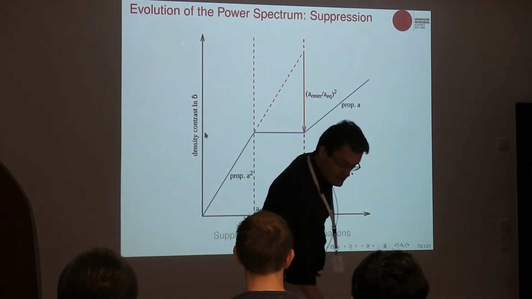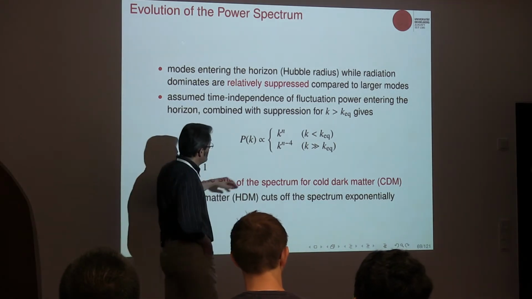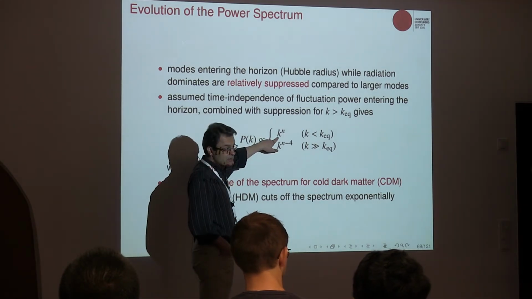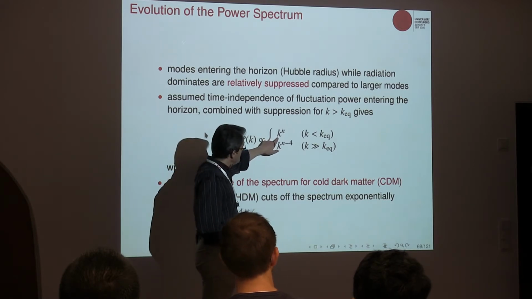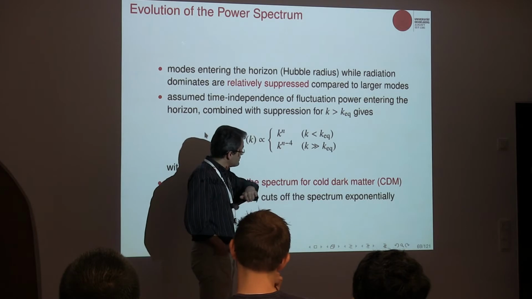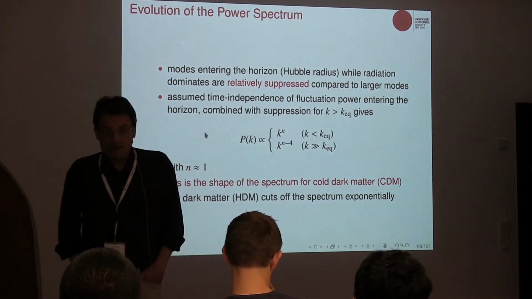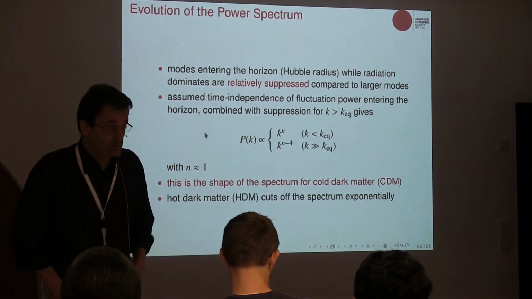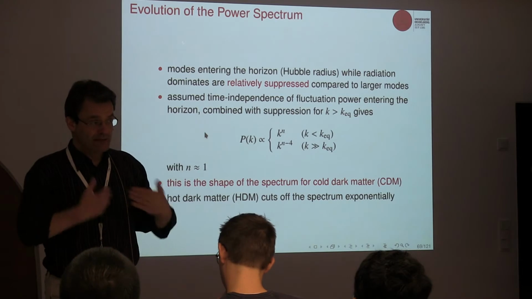All right. So let's go back. Suppose the density fluctuation power spectrum grows like some power of the wave number k before any of the density fluctuation modes enters the horizon.